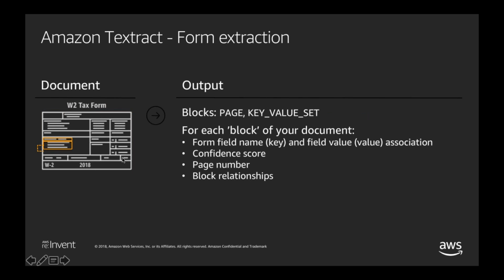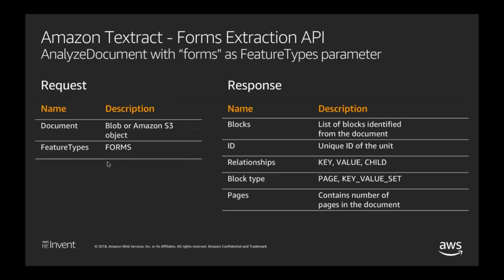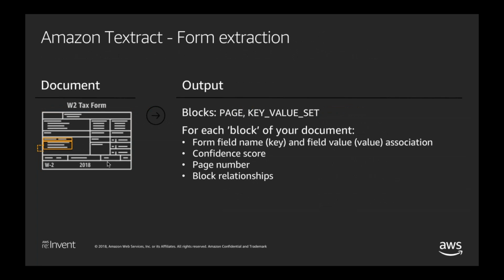So here we have an example of a W-2 tax form, and we're going to get back the form fields. So if you have some code that you know that you need a particular line from a W-2, you can hard code that, or you can put some kind of configuration mechanism in place to say, pull out this field from this document, and then integrate that with the business process.